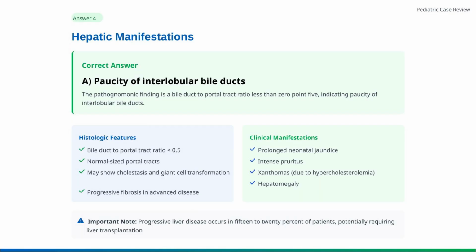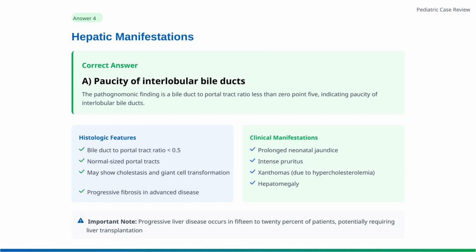The correct answer is A, paucity of interlobular bile ducts. The pathognomonic histologic finding in Alagille syndrome is a bile duct to portal tract ratio less than 0.5, indicating paucity of interlobular bile ducts. While giant cell hepatitis may be seen in some cases, it is not specific to Alagille syndrome. Biliary atresia is a separate condition characterized by complete absence of extrahepatic bile ducts. Periportal fibrosis may develop in advanced disease, but is not the characteristic finding.